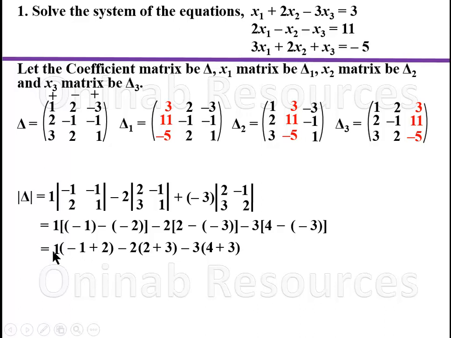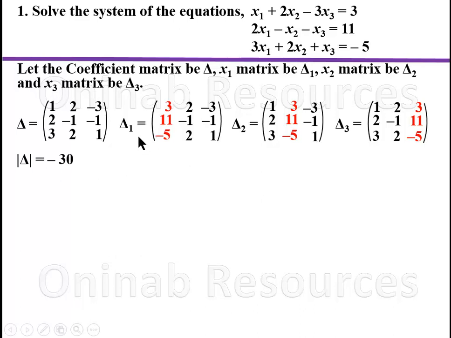-1 plus 2 gives 1. 1 times 1 gives 1. 2 plus 3 gives 5, times -2 gives -10. 4 plus 3 gives 7, times -3 gives -21. So evaluating this, we have -30. So the determinant of delta, that is the coefficient matrix, is -30.